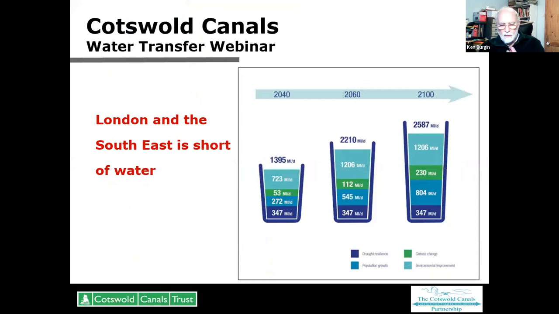Now, analyses have been done as to how much water is needed in the southeast, and this comes off of the WRSE Water Resources Southeast slideshow, and it basically shows an increasing deficit going between 2025 right up to 2100. And you can see really that it gets worse and worse and worse as time goes on. And we are kind of at the point where there's not quite enough water in drought conditions with 1 in 100 years. They're trying to get it so that the London and the South East will be resilient to 1 in 500 year droughts. And that's driving some very big figures.